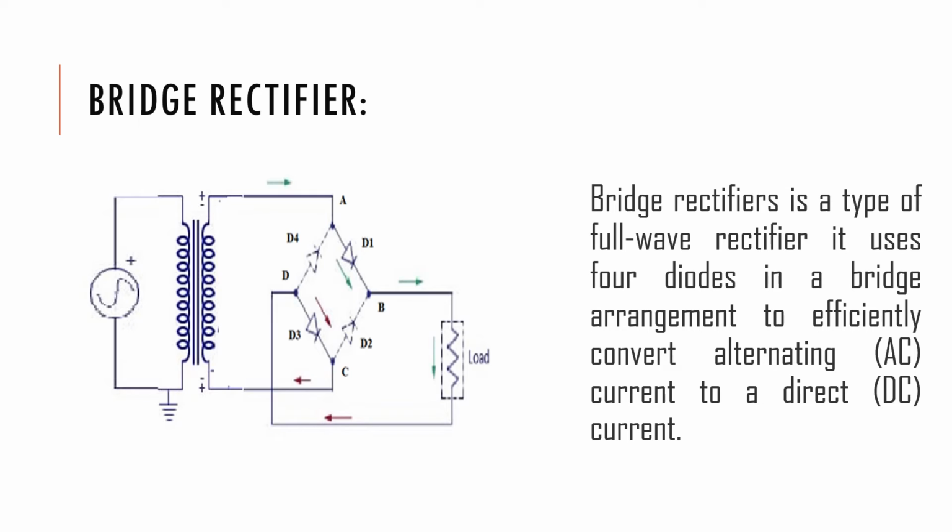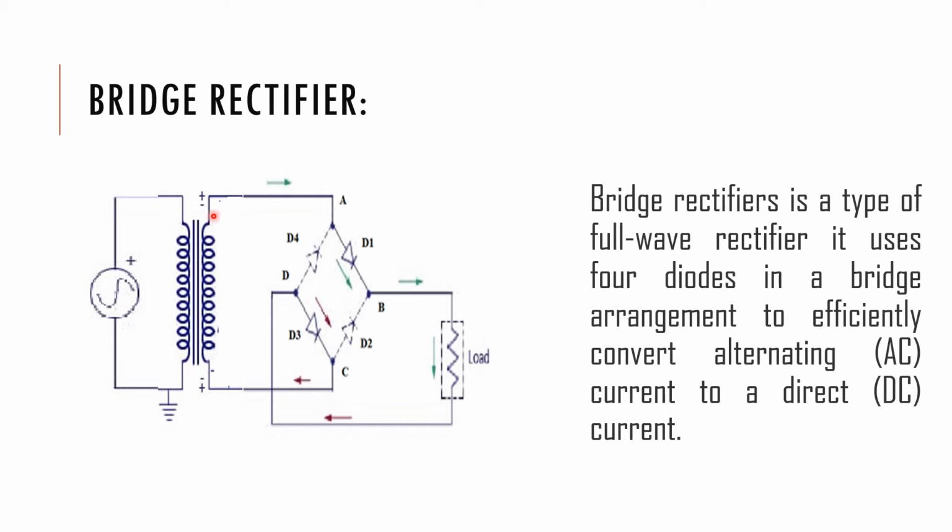Now let us see the bridge rectifier. This bridge rectifier is a full wave type of rectifier, and this rectifier uses 4 diodes, D1, D2, D3, D4, and these 4 diodes are arranged in such a way that a bridge type circuit is formed, and this kind of rectifier is very efficient to convert alternating current to direct current. So let us see how it works.